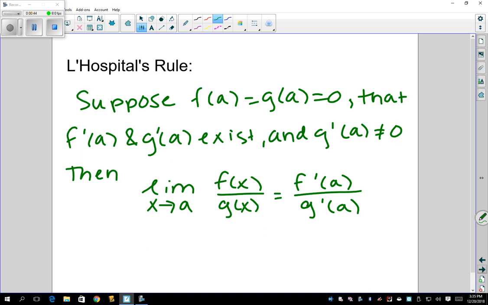As long as we have these functions, f of a equals g of a, and they're equal to 0, and that the derivatives of f and g at a exist, and that the derivative of g of a is not 0, then we can say that the limit as x approaches a of f of x over g of x equals f prime of a over g prime of a. So this is taking it way back to limits, but it's going to help us, again, with those improper integrals.